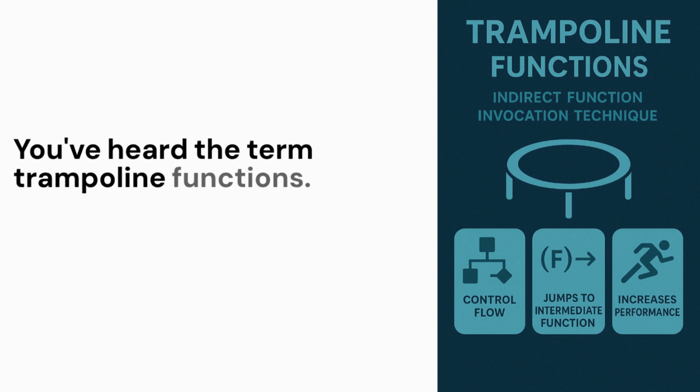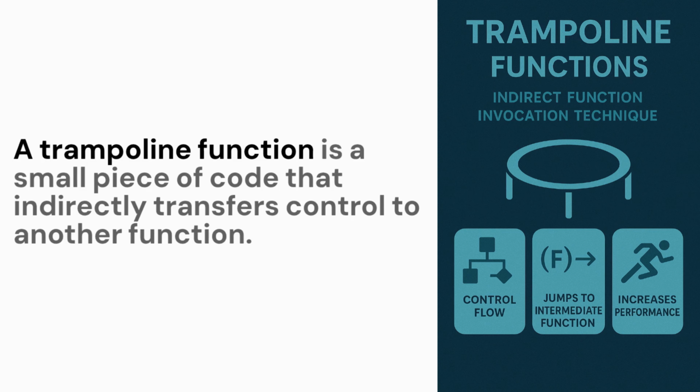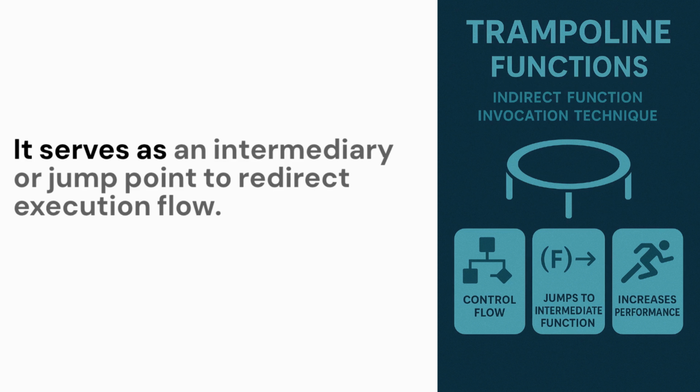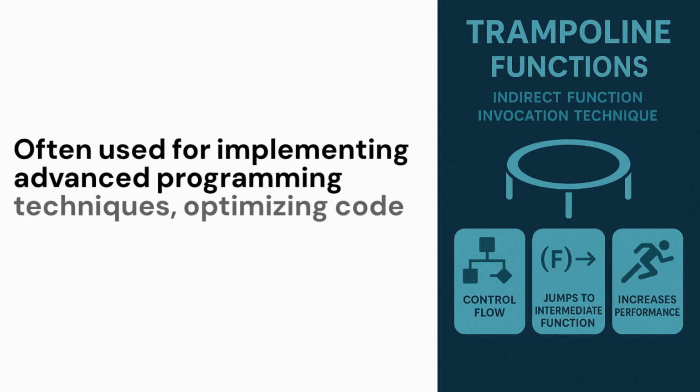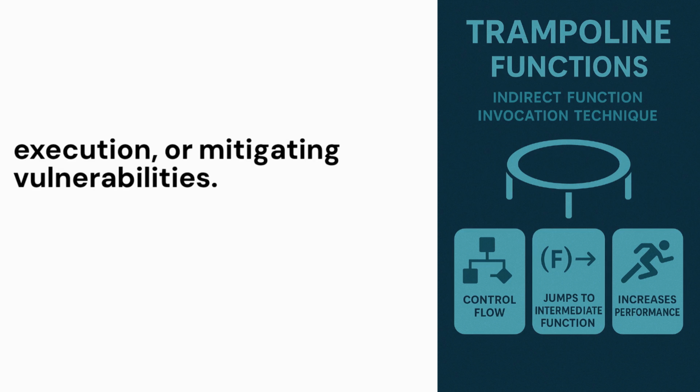You've heard the term trampoline functions. A trampoline function is a small piece of code that indirectly transfers control to another function. It serves as an intermediary or jump point to redirect execution flow, often used for implementing advanced programming techniques, optimizing code execution, or mitigating vulnerabilities.